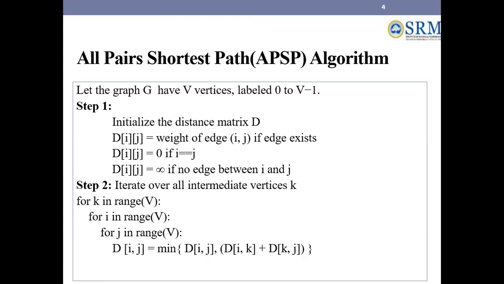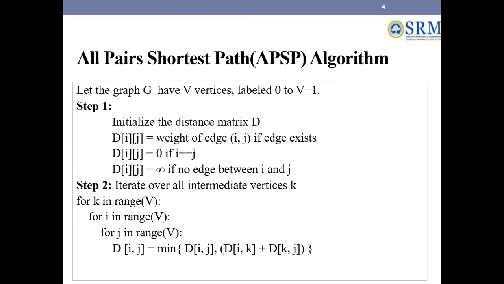So D of I comma J is the weight between the vertices I and J, if an edge exists. Initially there's a direct path, a single path between I and J, so we can take the weight. Otherwise, D of I comma J equals 0 when I equals J, all the diagonal. That is the distance A to A, B to B, C to C, D to D: D of AA, D of BB, D of DD. The distance is 0. The distance to the same node is always 0.